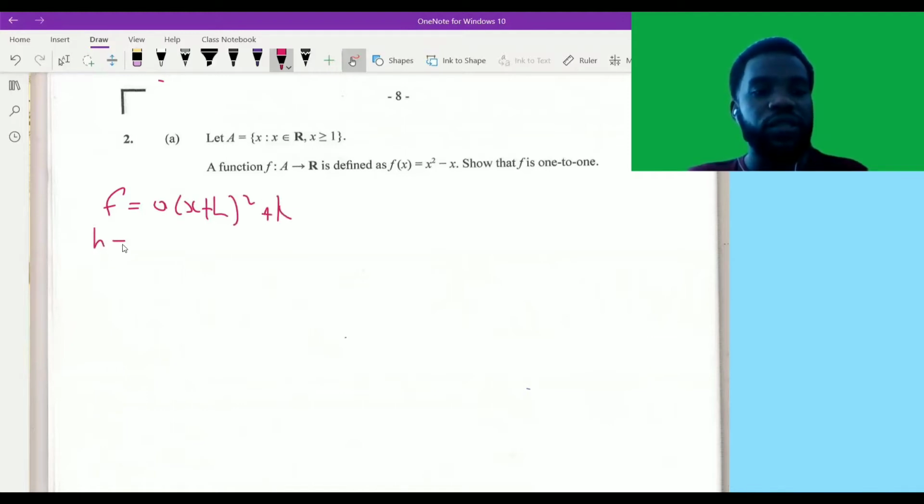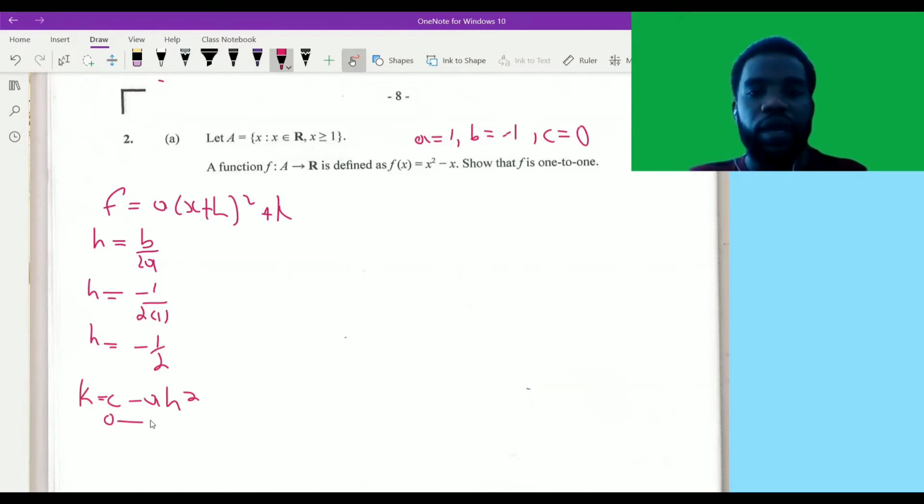Now, using h, the simple formula is b over 2a. So for my h value, a is 1, b is −1, and c is 0. So h would be −1 over 2 times 1. h would be −1/2. So that's done there. Now, k is equal to c minus ah squared. c is 0, a is 1, and h is −1/2. Good? So this is going to boil down to give me k equal to −1/4. All right, so that's wrapped up.